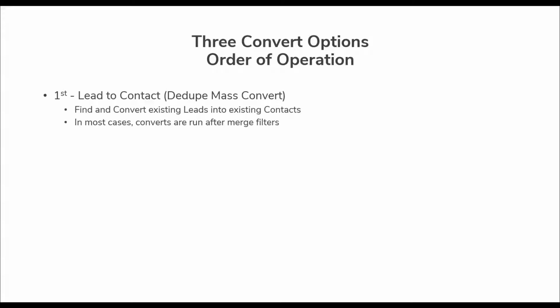So there are three types of convert options available, and I'm going to discuss the order of operation that those should be run in. The first is the lead to contact. That is the one that we covered in our last session. This is the conversion type that you should be running first in your order of operation.